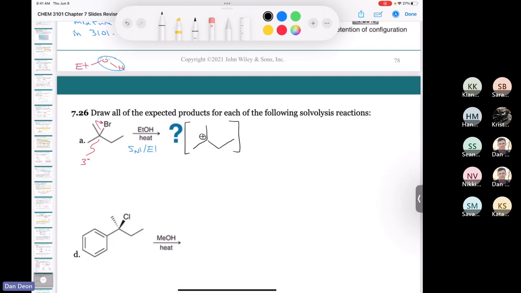No. Right, Sarah, this isn't going to rearrange. There's no reason for it to rearrange, right, Hannah? There's no point, so it's not going to rearrange. So we're just going to do the nucleophilic attack on this. We're going to do the elimination on this and call it a day.